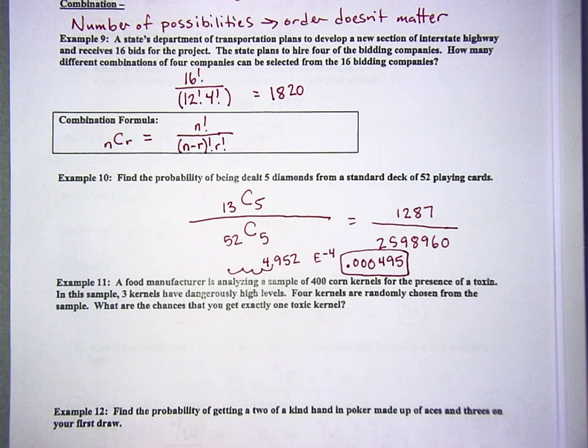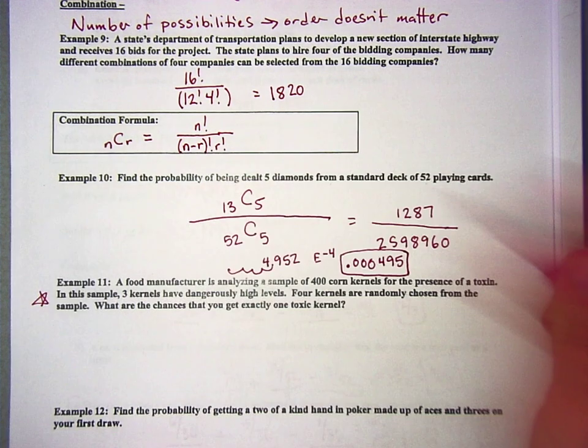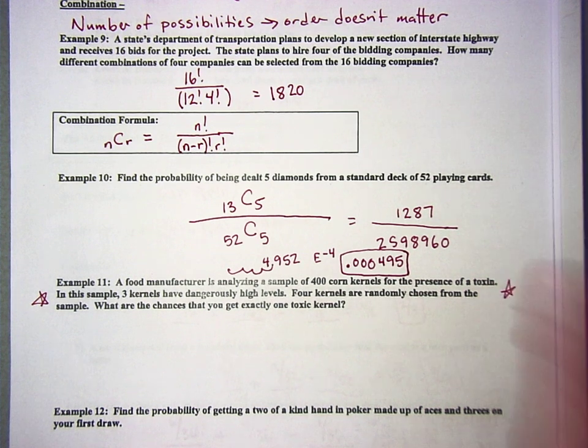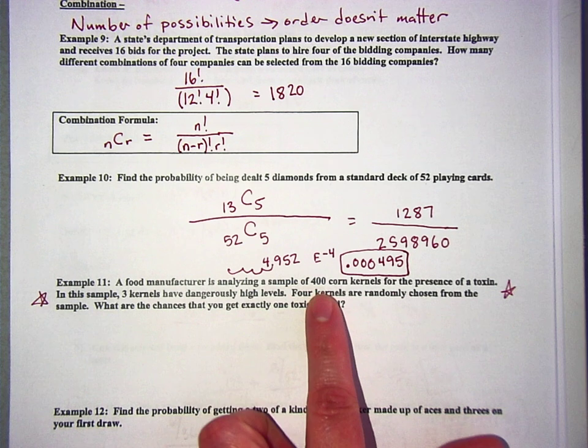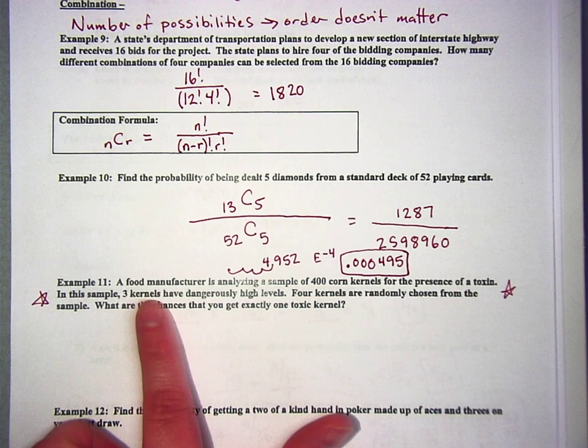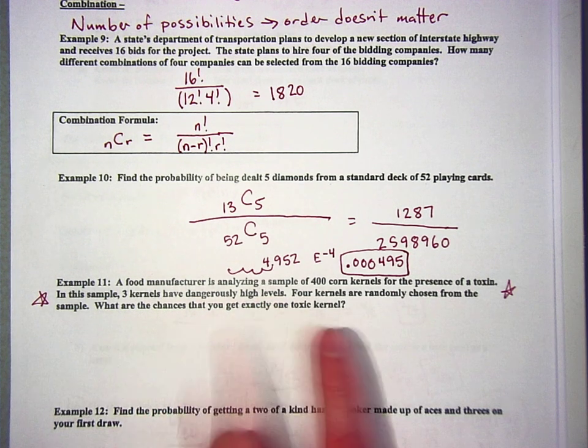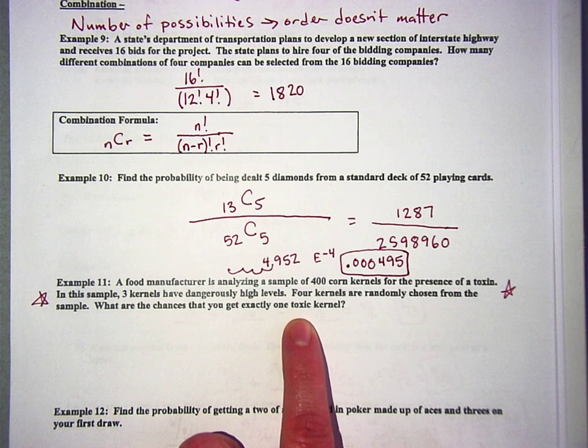Example 11 says a food manufacturer is analyzing a sample of 400 corn kernels. Now, this seems like a very stupid question, but this is actually one of the most common kinds of questions in statistics because they're trying to create a testing scenario in engineering to see if their procedure will catch mistakes. So they'll say, look, we've got 400 corn kernels and three of the corn kernels have dangerously high levels of this toxin. What are the chances that we get one kernel that is toxic?